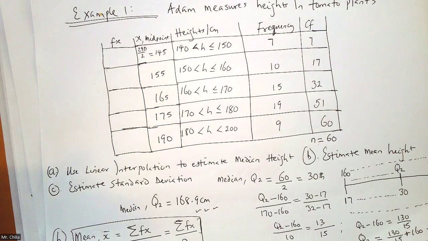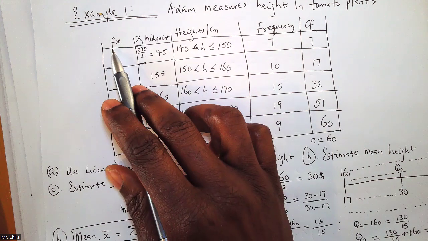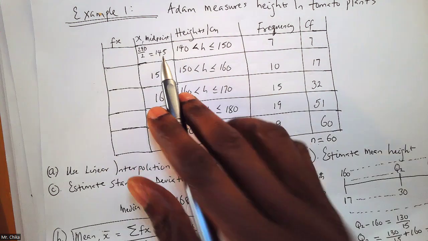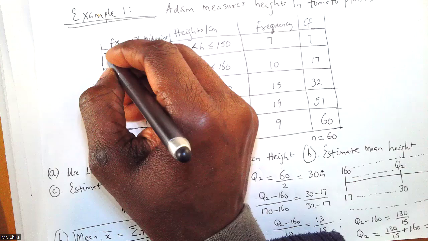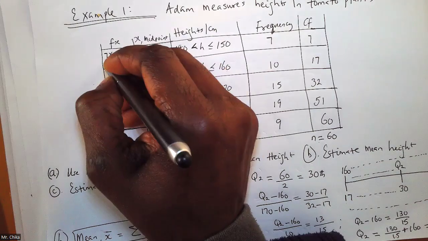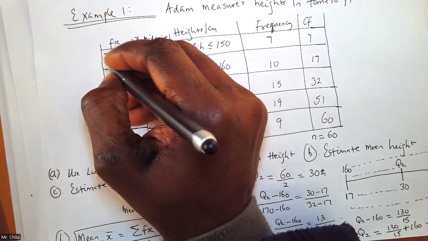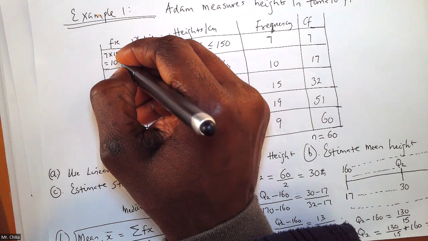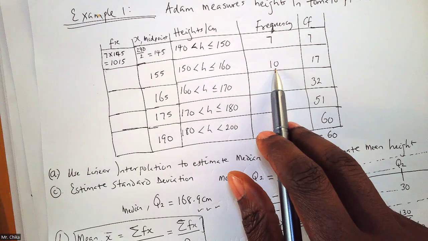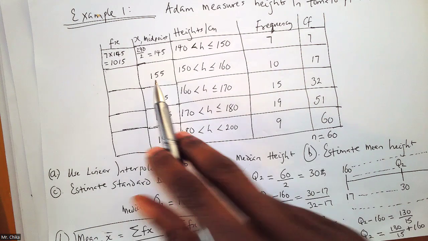So this one, you just have to be careful so that you get everything right. So f here is 7, and we're multiplying by 145. So 7 times 145. That's what you're doing. If you put that in your calculator, you should get 1015. Now you do the same thing for 10 and 155, which is already 1550.